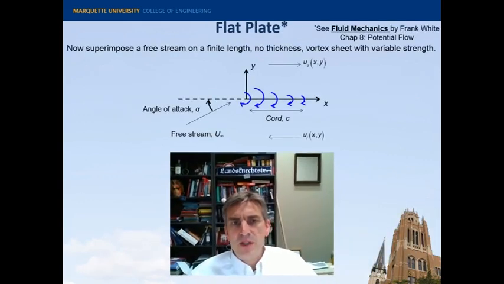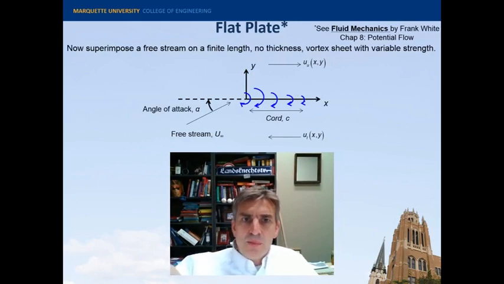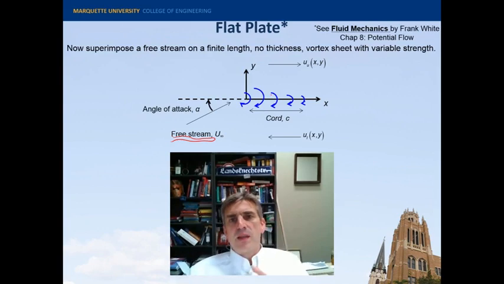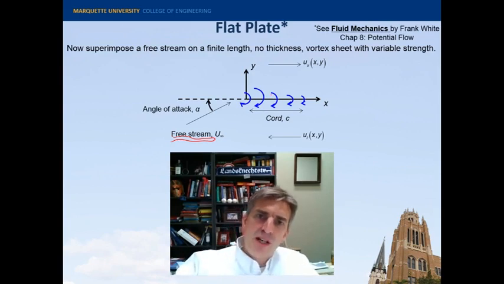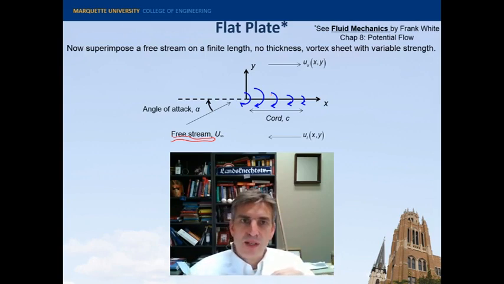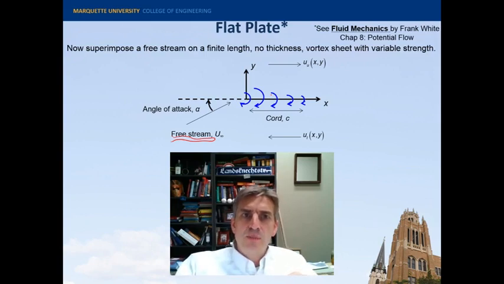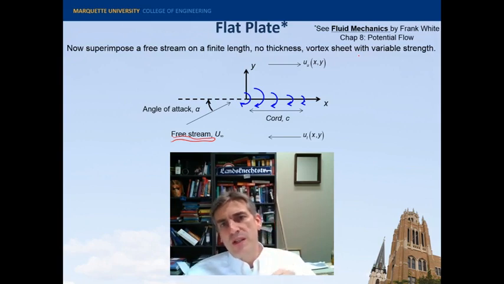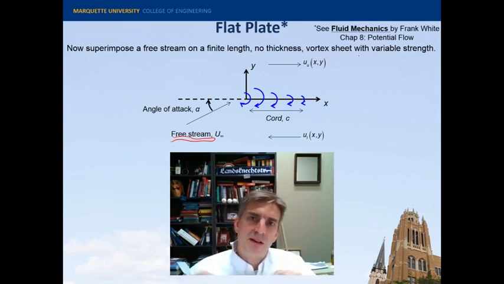So here's our basic picture. We've superimposed a free stream with a series of vortexes, and we're kind of assuming that it's a continuum, right, of vorticity along the x-axis. But as I've drawn it here, the strength of this vorticity varies with x, and that's what that gamma function represents. So it's a free stream superimposed with a finite length, no thickness vortex sheet with variable strength, right? So the k value is going to vary along that.